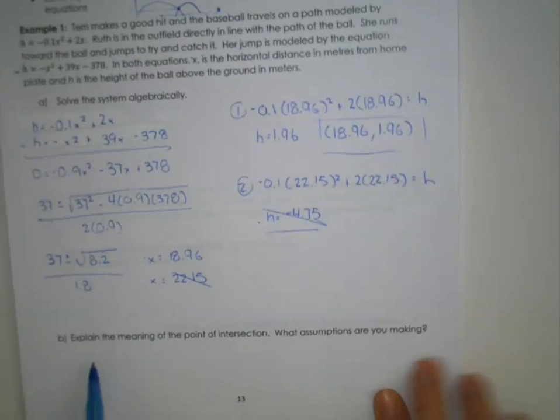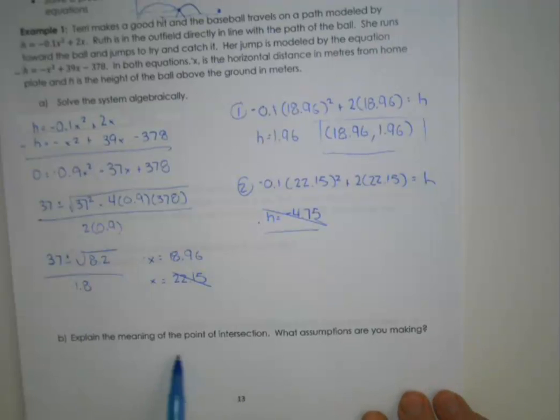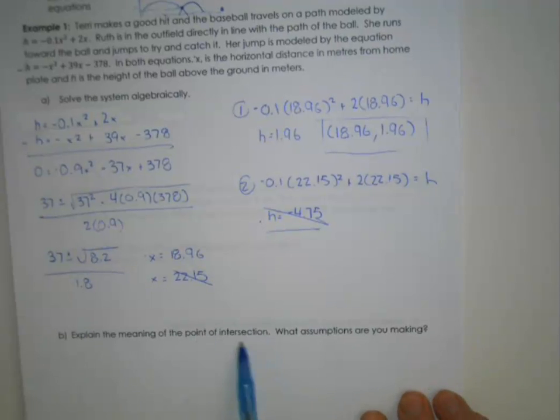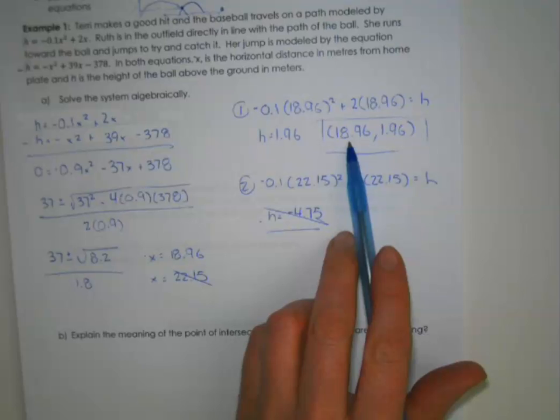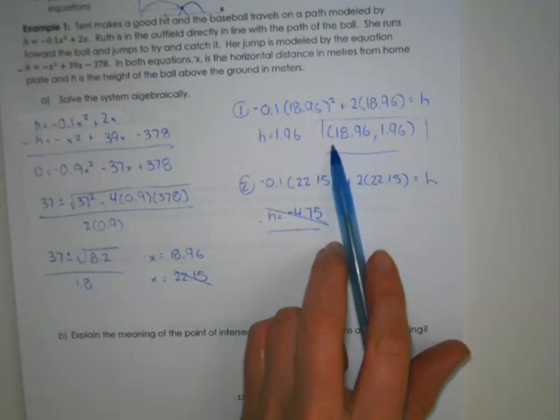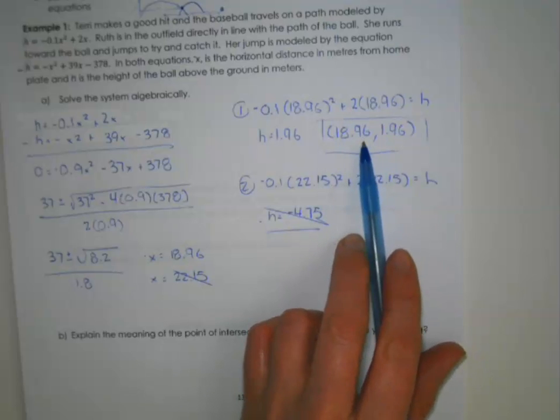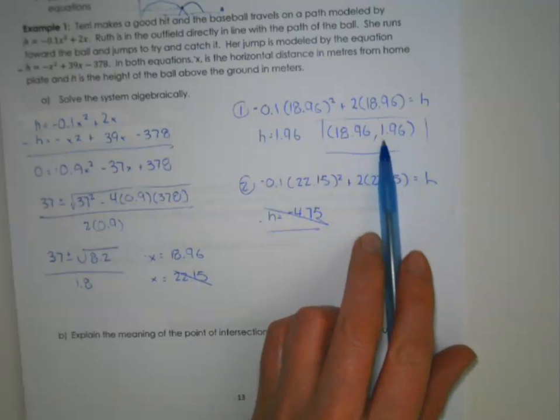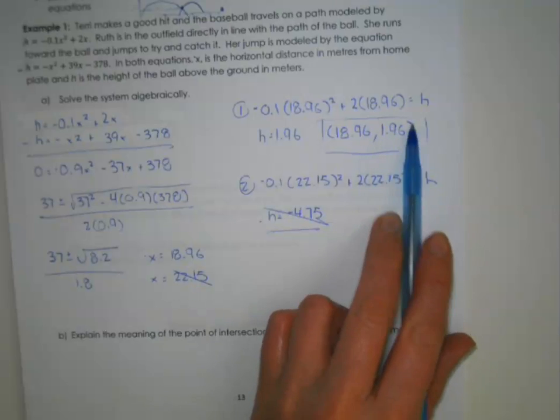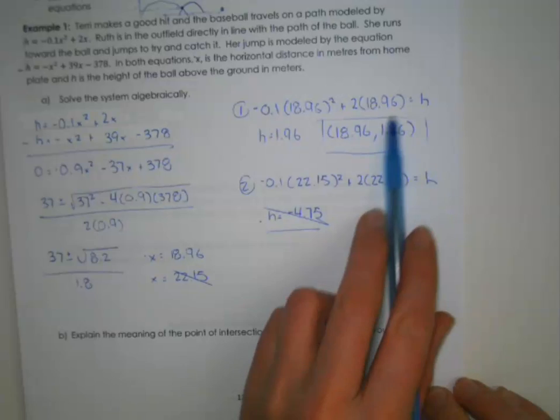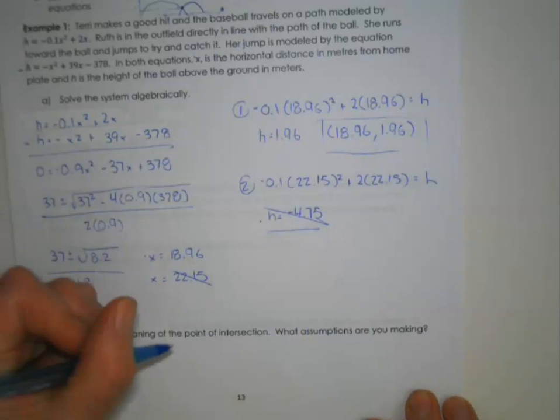In the second part of the question, we're asked to explain the meaning of the point of intersection. I've already done that, so just make sure in a word problem on a test you would write that out nicely, that Ruth is 18.96 meters from home plate when she jumps to a height of 1.96 meters to catch the ball, and the ball is at 1.96 meters when she catches it.